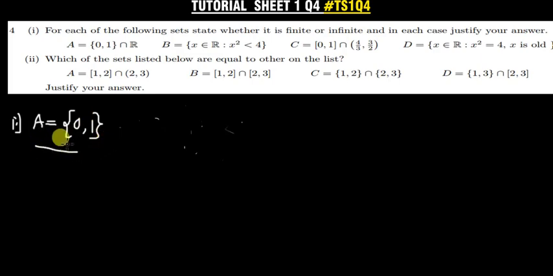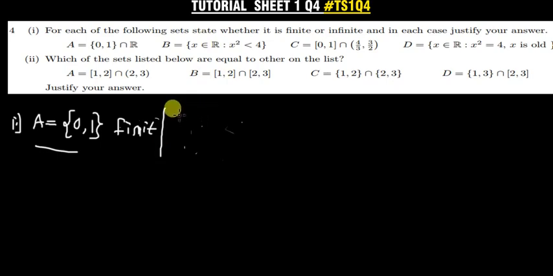So meaning the number of elements here are countable. We only have 0 and 1, meaning we have two elements. So this one is a finite set. And from what I've just explained, you can get the justification there. Since you can count the number of elements in that set, then it's a finite set. So let us move on to the second question here.